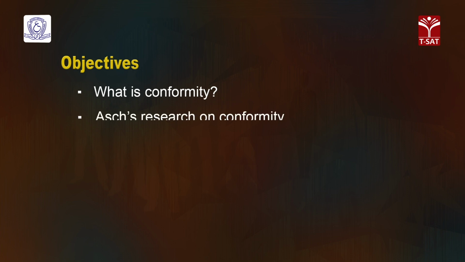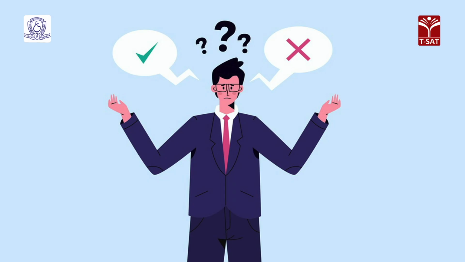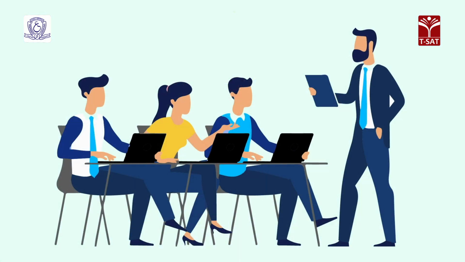Today we will be learning about group dynamics, specifically about conformity. The objectives in this lesson are to understand what conformity is, Asch's research on conformity, and Sherif's research on the autokinetic phenomenon. Individuals as part of a group influence each other in many ways.